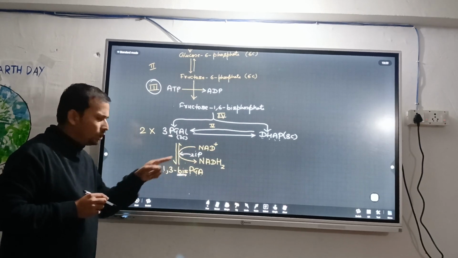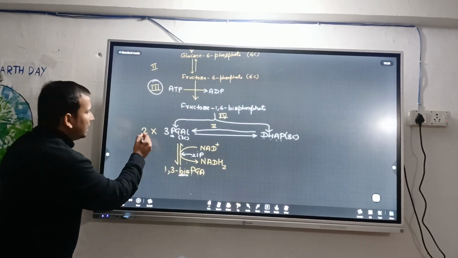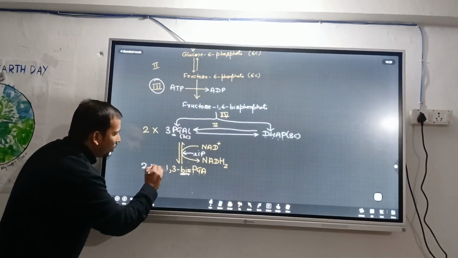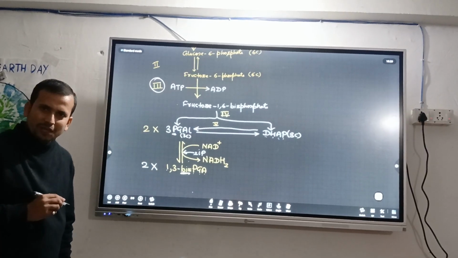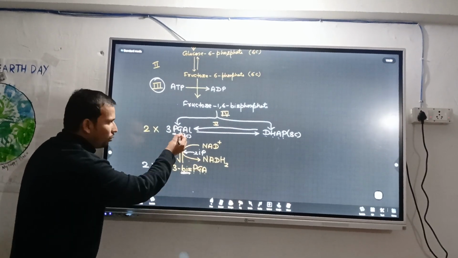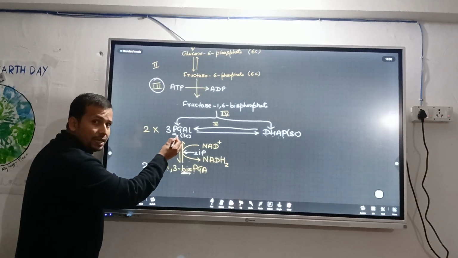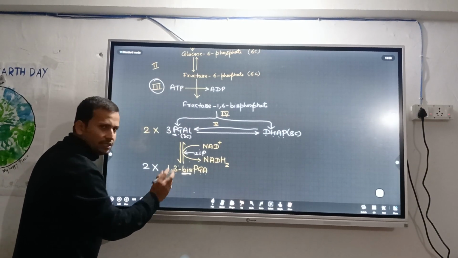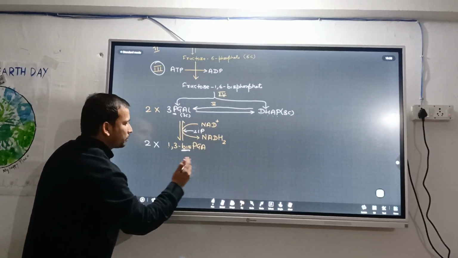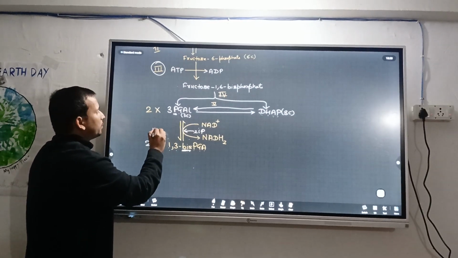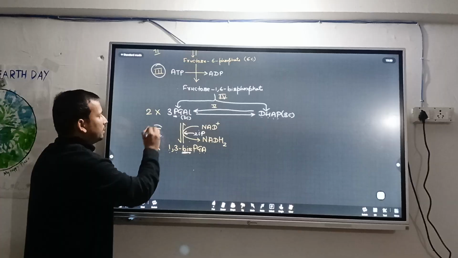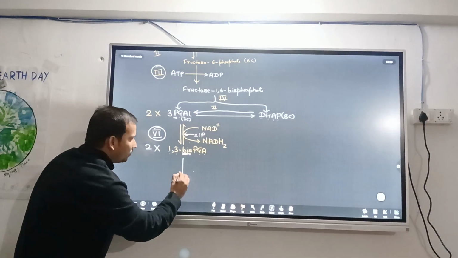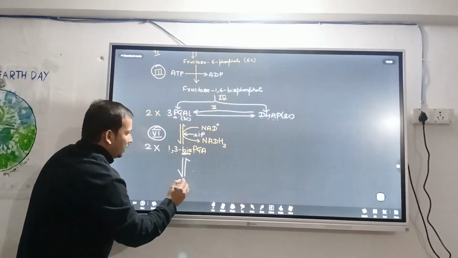Sir, why 2 phosphate here? Because this is also 2 molecules. So that's why 2 inorganic phosphate are given to PGAL, and that's why it is converting into 1,3-bis-PGA. Now student, this is which step? 6th step. Now here one more step you will see.